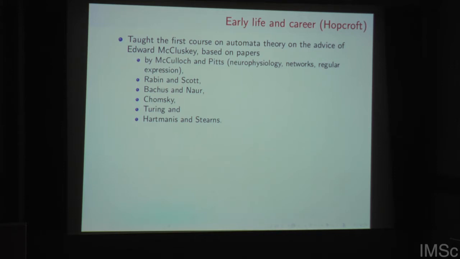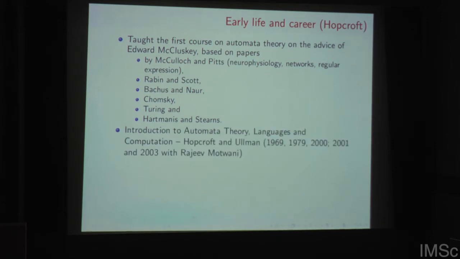Turing had this famous paper on computability, and again, Hopcroft says that Turing's paper would have become just a paper on logic and computability until Hartmanis and Stearns picked it up and defined complexity classes based on this Turing machine. Right? So these 6 papers were suggested by McCluskey, and Hopcroft picked them up, read them up, and offered this course on automata theory and languages.